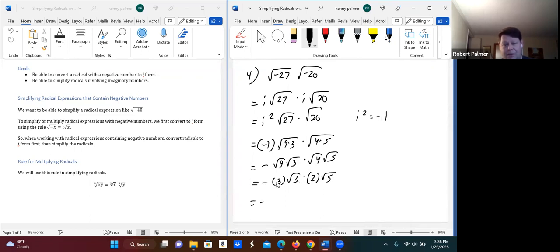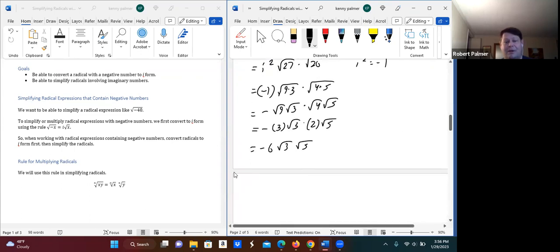Now, we can make this 3 times 2, which is 6, and then we still have the square root of 3 times the square root of 5. And now we can actually use this property here backwards. Okay, we can also combine these. All right, now also I should mention that, of course, the square root of 3 and the square root of 5 can't be simplified further separately. So now we can combine these radicals because they're both square roots and we're multiplying them together.